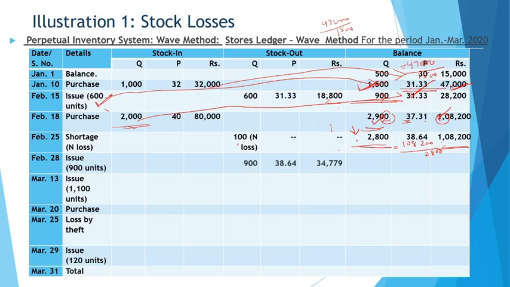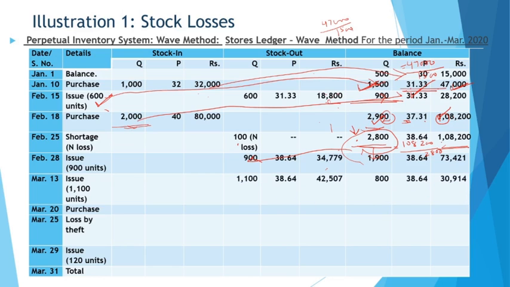Now next is issue. Issue is priced at the weighted average price. We have that price. So we'll simply assume that out of this total quantity of 2800, we have issued 900 units and we are left with remaining 1900 units. Right. Then you issued 1100 units again at the weighted average price. See, weighted average price remains same with every issue. But whenever you have a new purchase, your stock value will be updated.